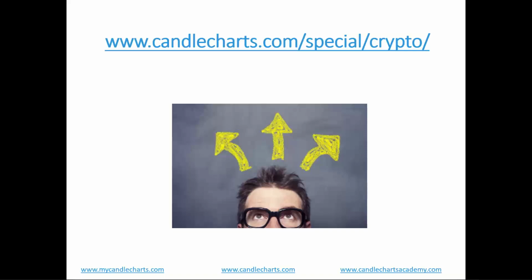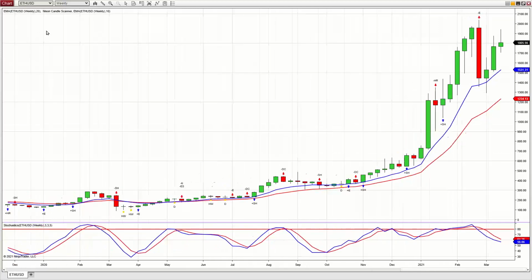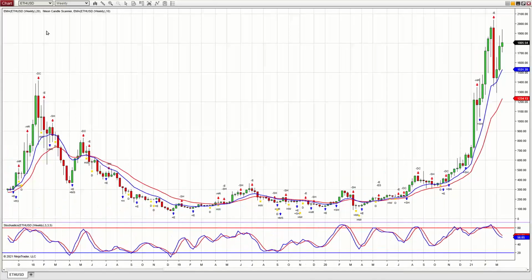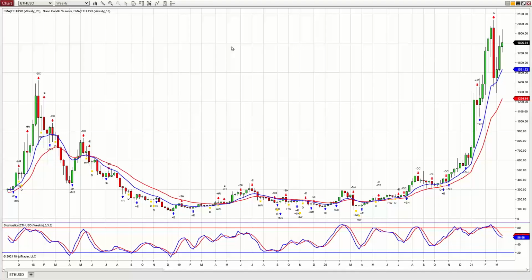So what I want to do here, I want to show you my charts. Let's just jump right over into that. And there you go. I've got Ethereum, ETH USD. So this is a cryptocurrency for those of you who weren't aware of it. Got it on a weekly chart here. And again, this is NinjaTrader. So we can go monthly, weekly, daily, intraday as well.